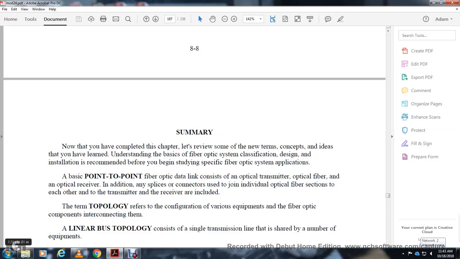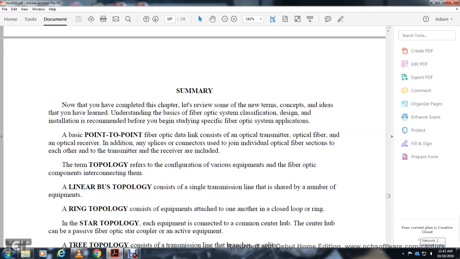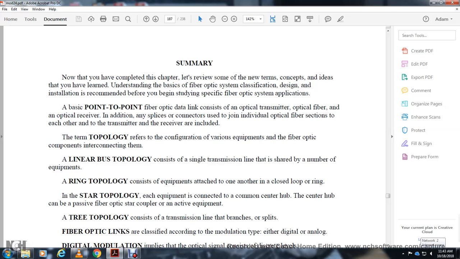The term topology refers to the configuration of the various equipment of the fiber optic components interconnecting. The linear bus topology consists of a single transmission line shared with a number of components and equipment. The ring topology consists of equipment attached to one another in a closed loop. In the star topology, equipment connects within a common center hub. The center hub of this path of the fiber optic is called the active equipment. The tree topology is a transmission line with branches and splits.